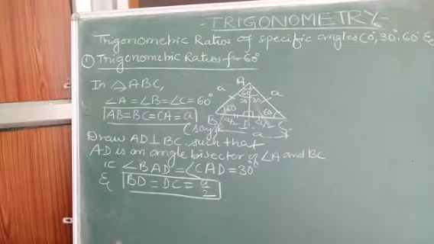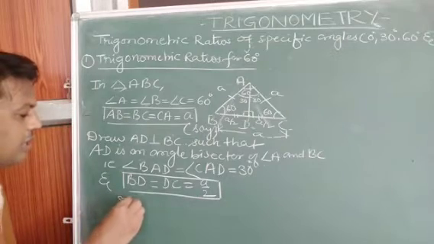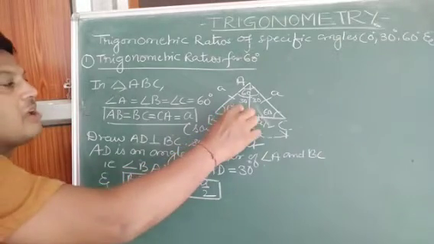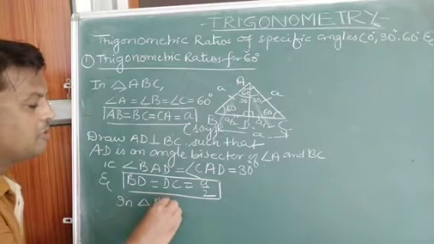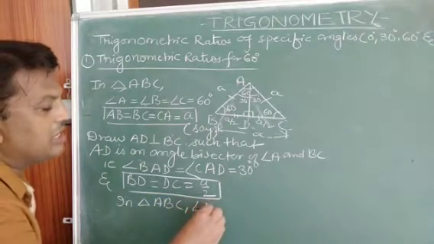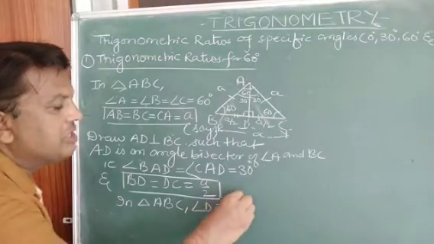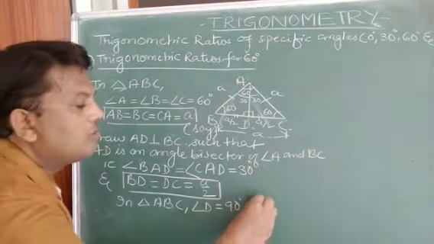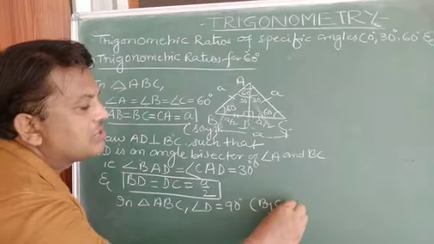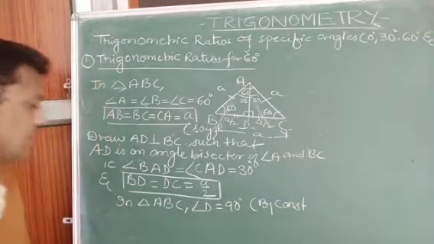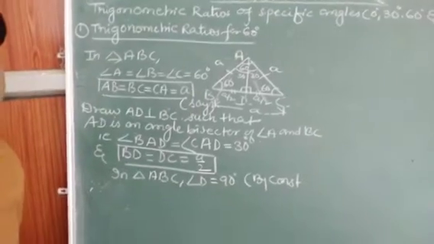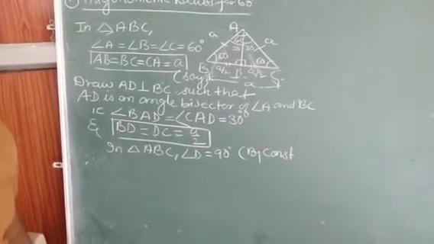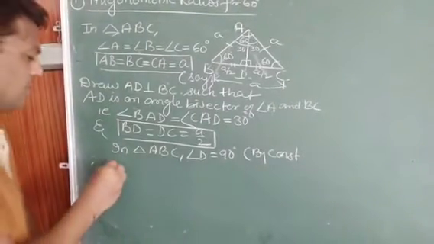So let's find AD. I am writing here: in triangle, any one triangle, either this or that, you can take. In triangle ABD, angle D is equal to 90 degree. How? By construction or from the figure. So therefore, according to the Pythagoras theorem, what does the Pythagoras theorem say, children?